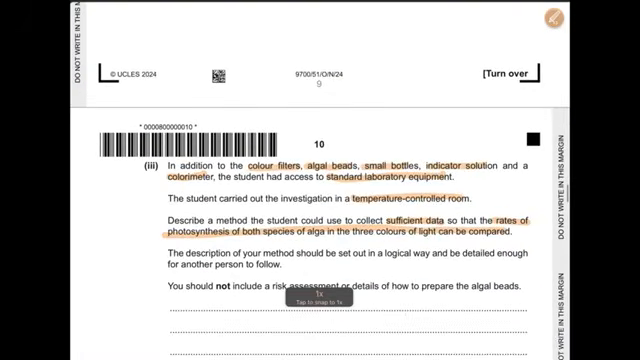Okay, so you do have the independent and dependent variables mentioned. You need to describe a method to compare the rate of photosynthesis in both of these species of algae. The description of your method should be set out in a logical way. That means you have to write steps or a paragraph that says what steps we should follow, and be detailed enough for another person to follow. You should not include a risk assessment or details of how to prepare the algal beads. So this is for 8 marks.